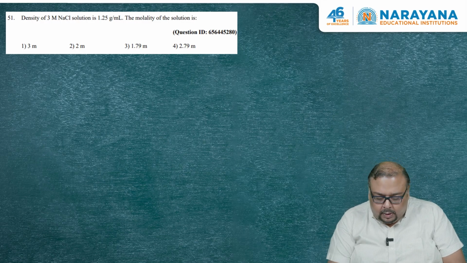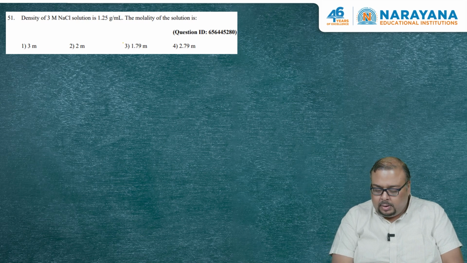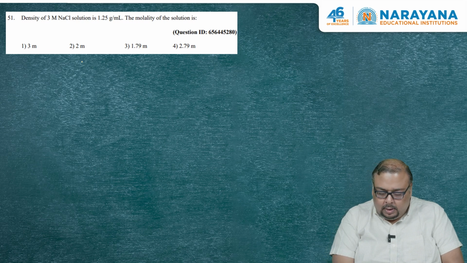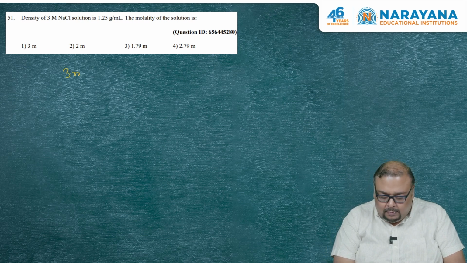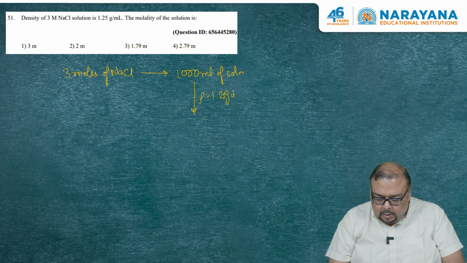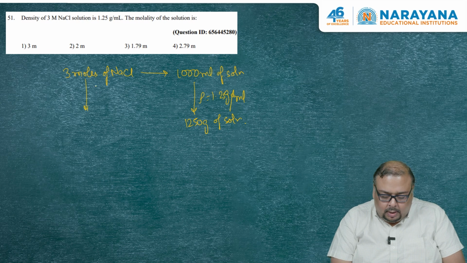So, question number 51. Density of 3 molar NaCl solution is given as 1.25 gram per ml. What will be the molality of the solution? So 3 molar NaCl we can write as 3 moles of NaCl in 1000 ml of solution, and density is given to be 1.25 gram per ml. So it will be 1250 grams of solution. This is my weight of solution, and NaCl molar mass is 58.5 grams.